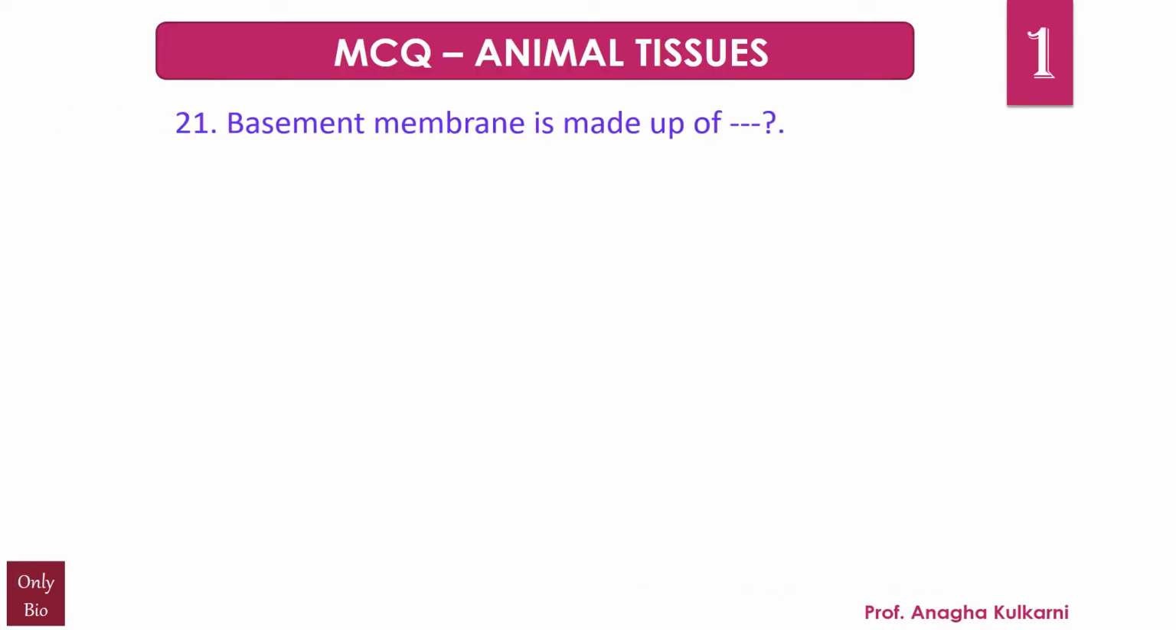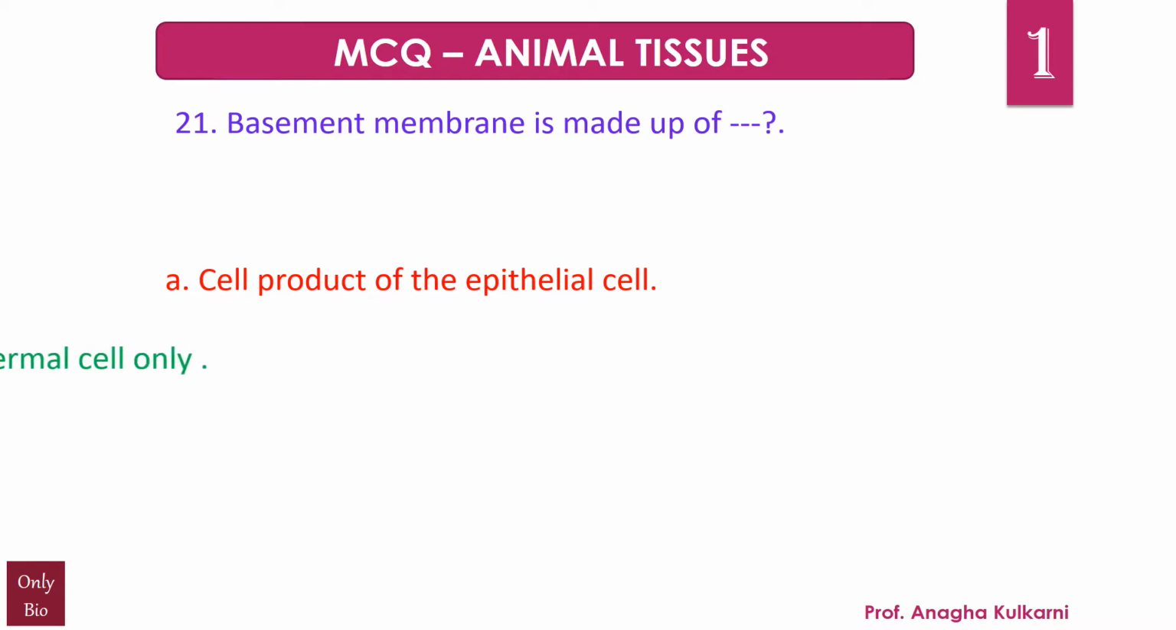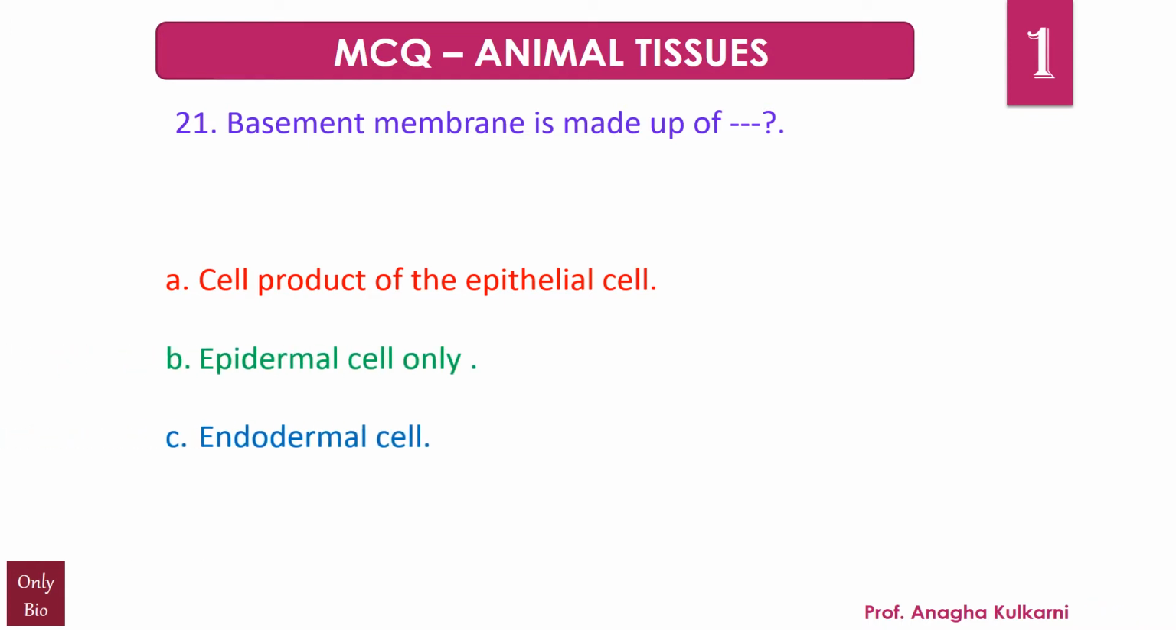Question number 21. Basement membrane is made up of dash. A. Cell product of the epithelial cell. B. Epidermal cell only. C. Endodermal cell. D. Both B and C. And the correct answer for this question is A. Basement membrane is made up of cell products of the epithelial cells.